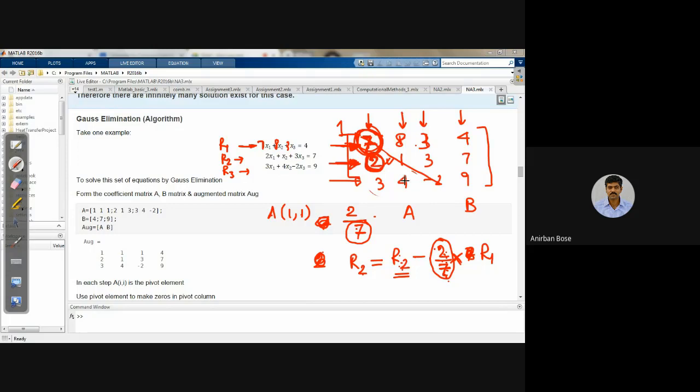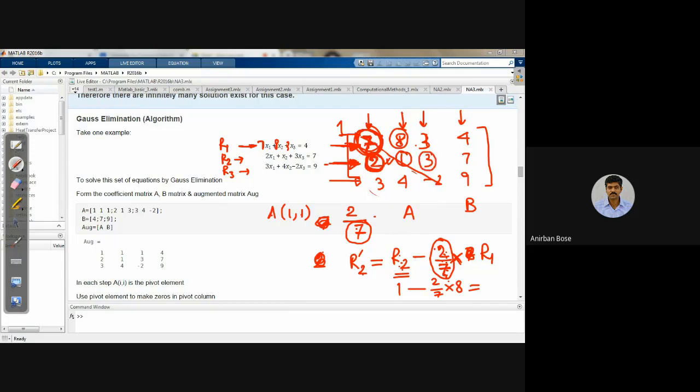Okay, similarly, what will be this term then? This term will be 1, because that is the element, minus 2 by 7 into that quantity here, which is 8 in row 1. So that will give you some value, and that will be the new value here in R2 prime, if R2 prime is the new row. Okay, so this is the technique.